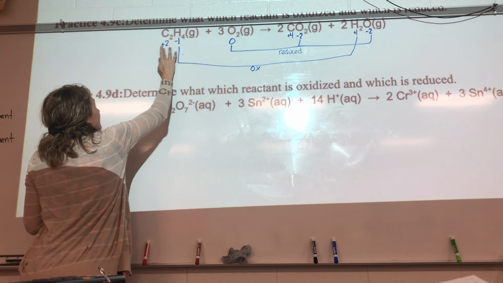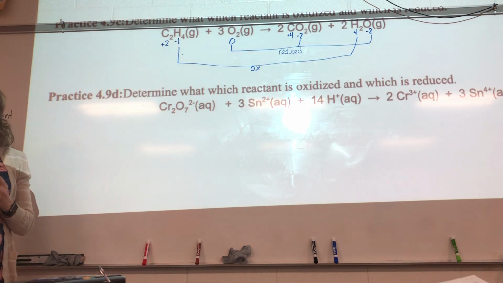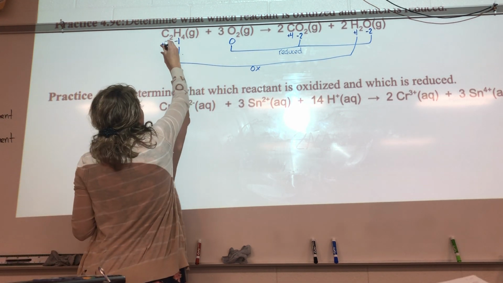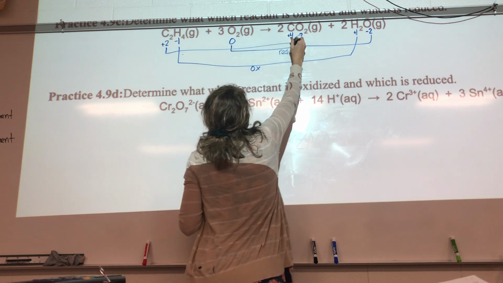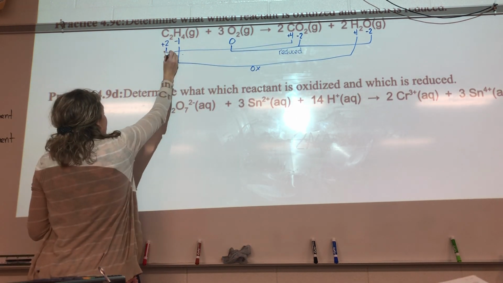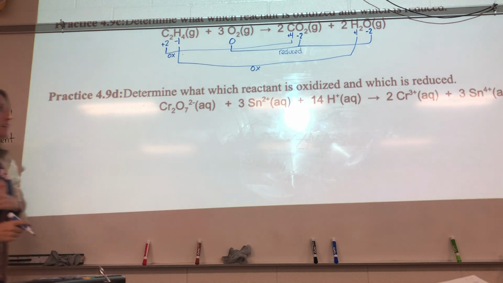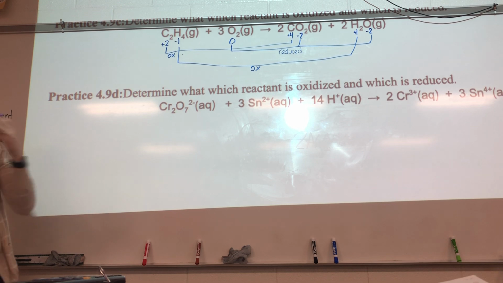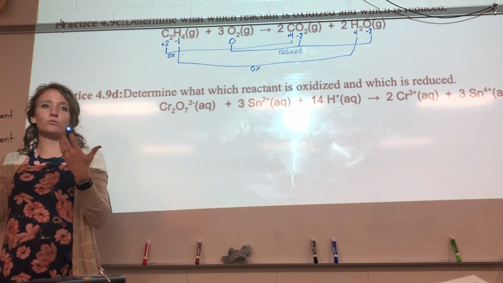Carbon is going from +2 to +4, so what's happening to it? Also being oxidized. Now notice that the amount of oxidation has to equal the amount of reduction. So we have 2 things being oxidized, and it's one thing, but notice it's 2 processes, 2 reductions.